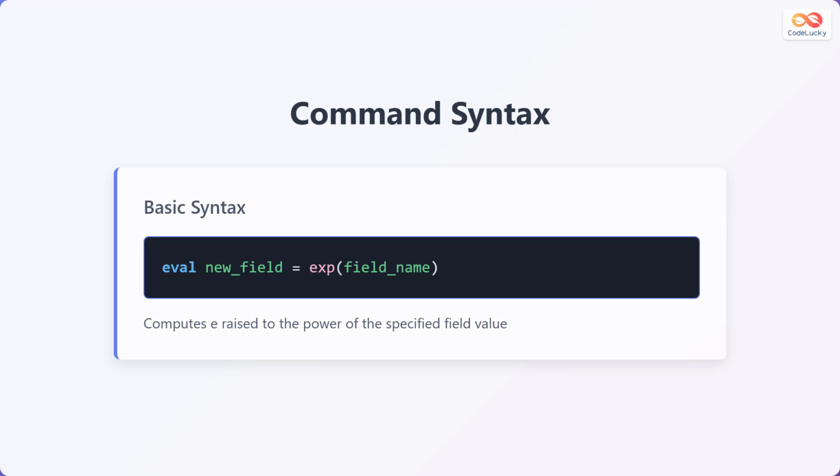The basic syntax for the exp command is straightforward. You use the eval command followed by a new field name, equals sign, and then exp with the field name in parentheses. This computes e raised to the power of the specified field value. The syntax follows the standard Splunk evaluation pattern, making it easy to integrate into your existing search queries.